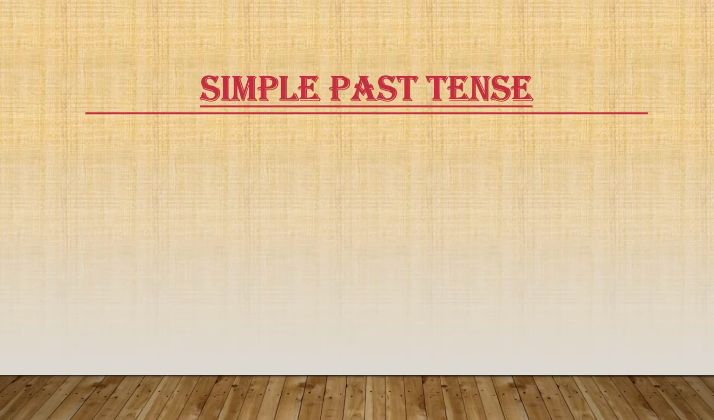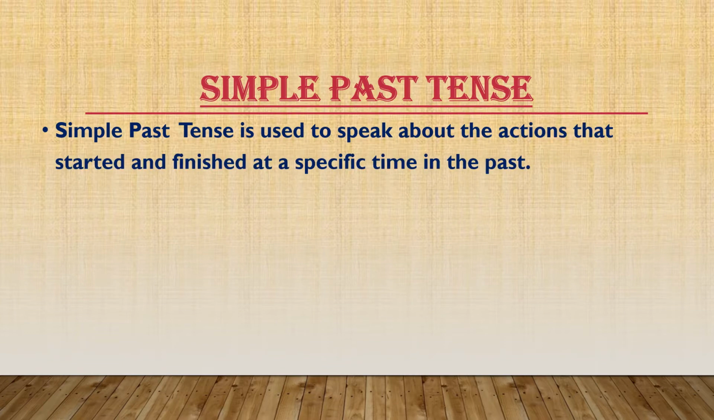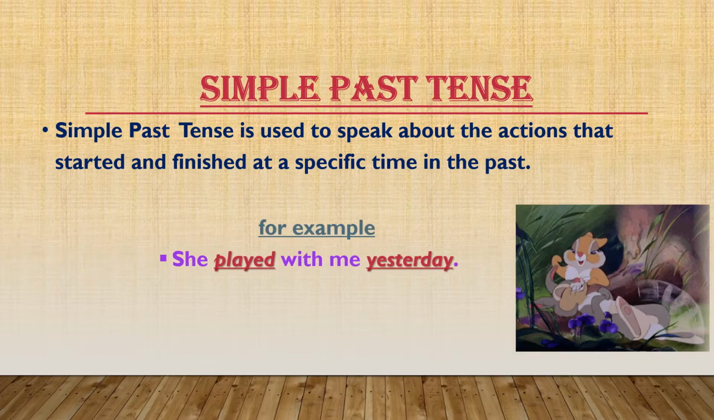Simple past tense. Simple past tense is used to speak about the actions that started and finished at a specific time in the past. That means that started in the past and that work is already over. Let's take a few examples to understand this better.